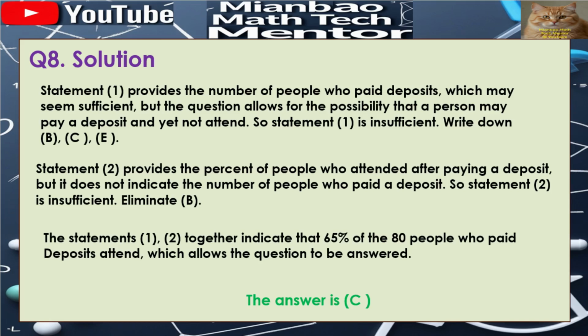Write down B, C, E. Statement 2 provides the percentage of people who attended after paying a deposit, but it does not indicate the number of people who paid a deposit. So statement 2 is insufficient. Eliminate B. The statements 1 and 2 together indicate that 65% of the 80 people who paid deposits attend, which allows the question to be answered. The answer is C.